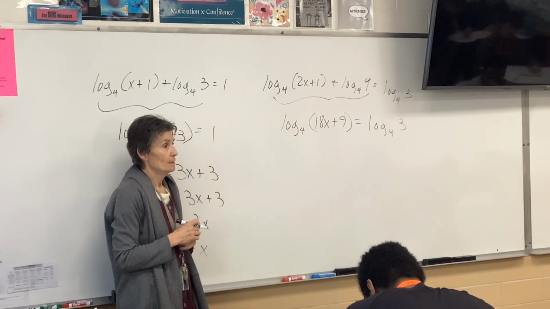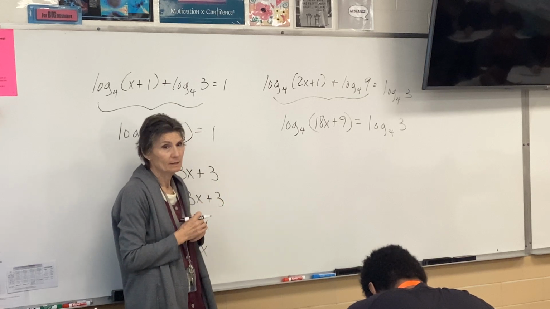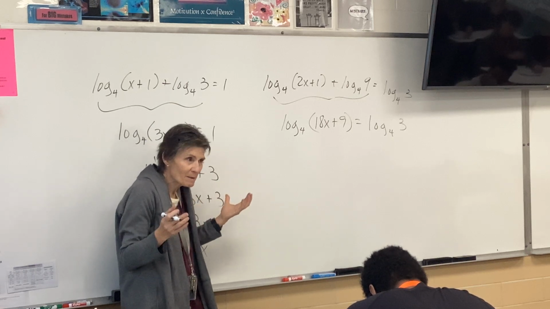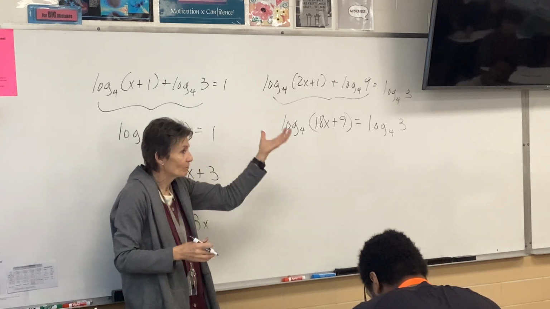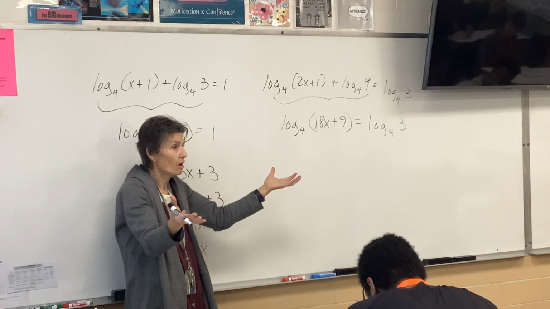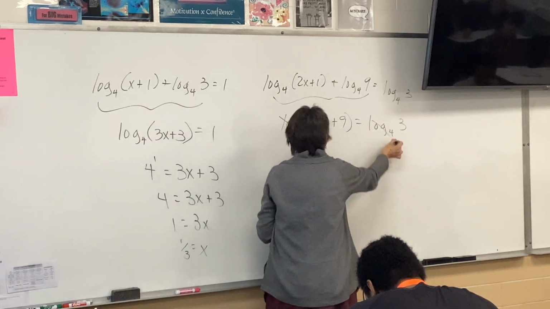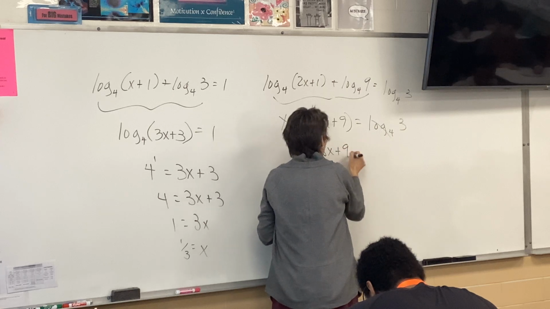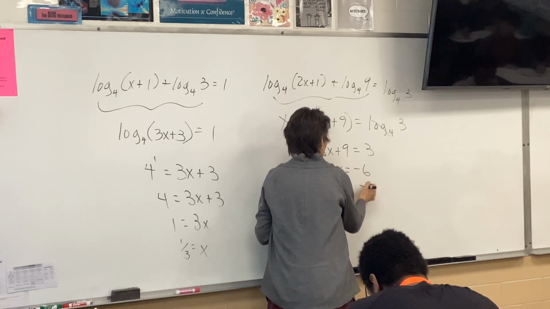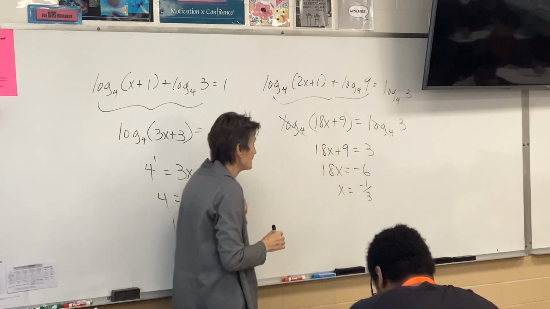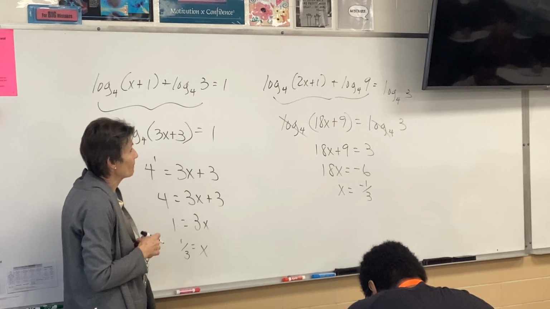Log equals log. Now, a minute ago, at this point, I loop-de-looped. Does everybody see that it doesn't even make sense in this problem? What do I have? I heard somebody say it. I have log equals log, which means what? So 18x plus 9 equals 3, 18x equals -6, and x equals -6 over 18, which reduces to -1/3.